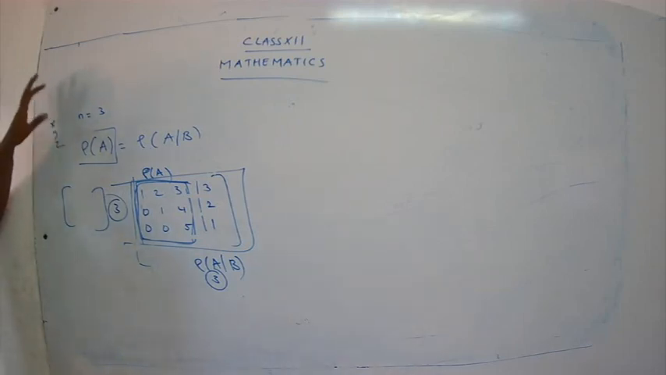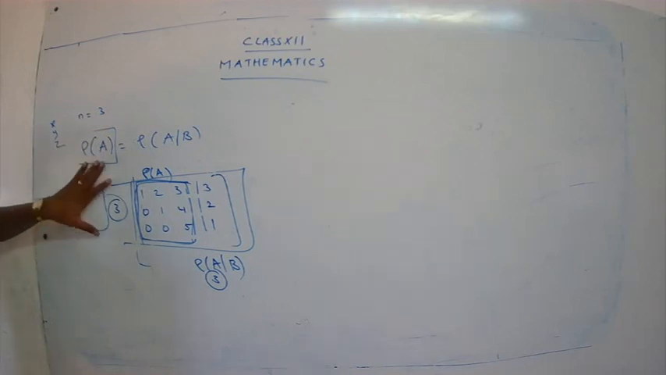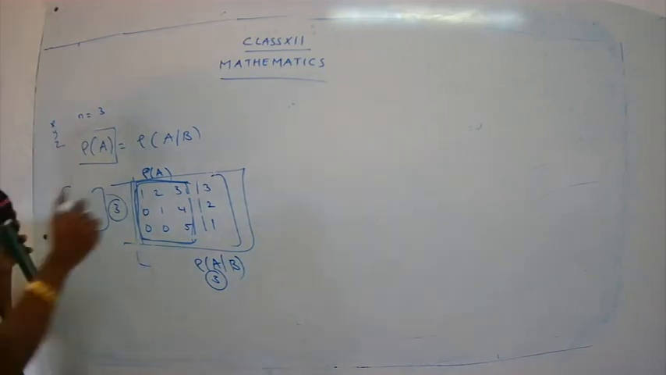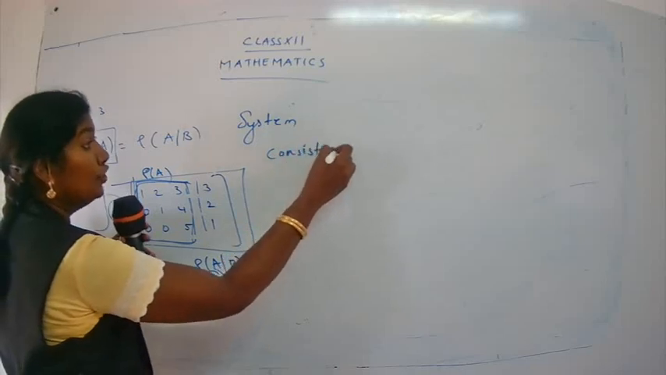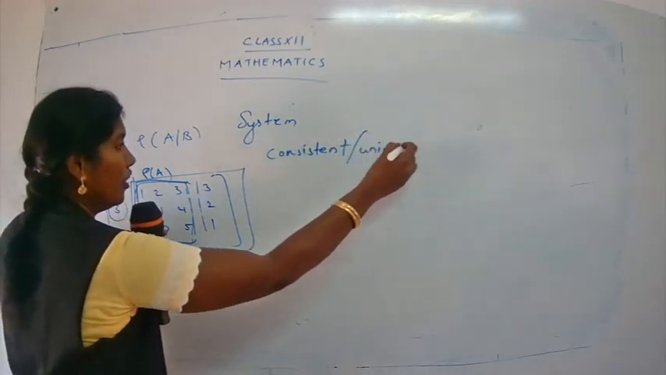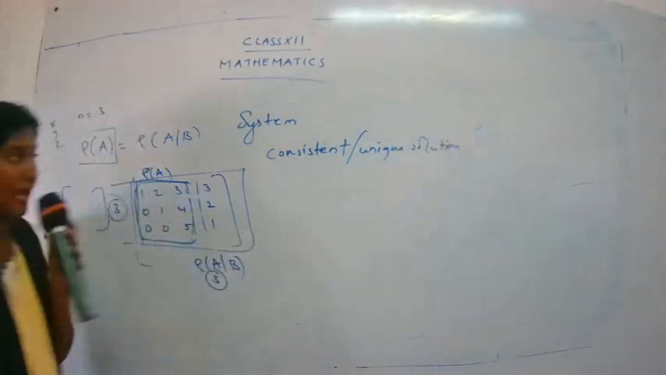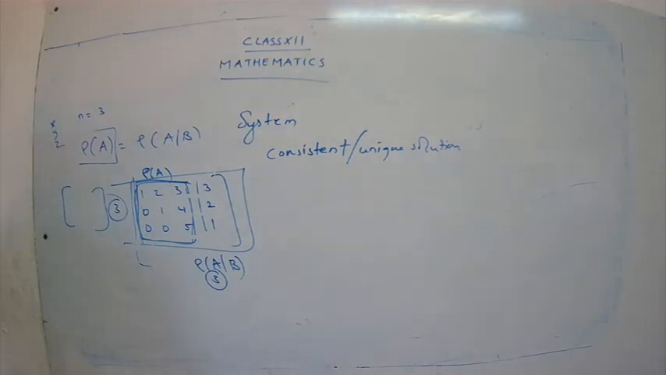Okay, children, so if you have the number of unknowns, rank of A and rank of AB all the same, you have to say the system is consistent, and it has a unique solution. So if the rank of A, rank of AB and the number of unknowns are all same, the system is consistent and also has a unique solution. I hope you are clear with the first point, children.